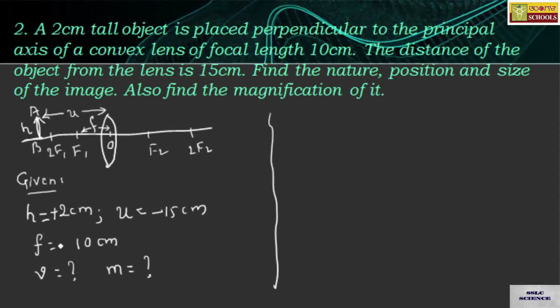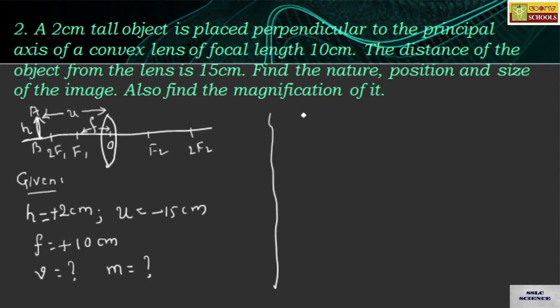Focal length is plus 10 centimeter because it is a convex lens. So convex lens of focal length, that is 10 centimeter in this case, which will be plus, because we got that the focal length of a convex lens is positive and focal length of concave lens as negative. Using that convention, I am using these plus or minus signs.